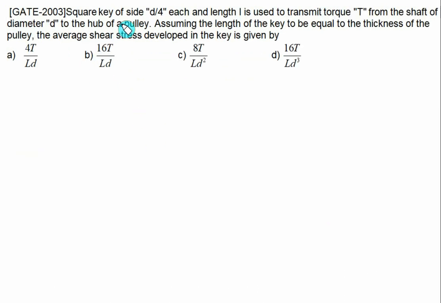A square key of side D by 4 each and the length L is used to transmit a torque T from the shaft of a diameter D to the hub of a pulley. Assuming the length of the key is equal to the thickness of the pulley, the average shear stress developed in the key, you have to find out. So you have to consider here the failure due to shear.